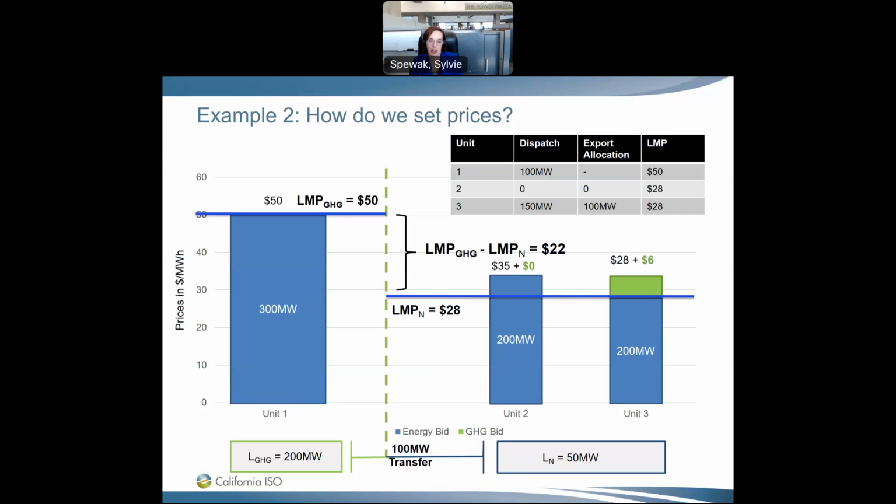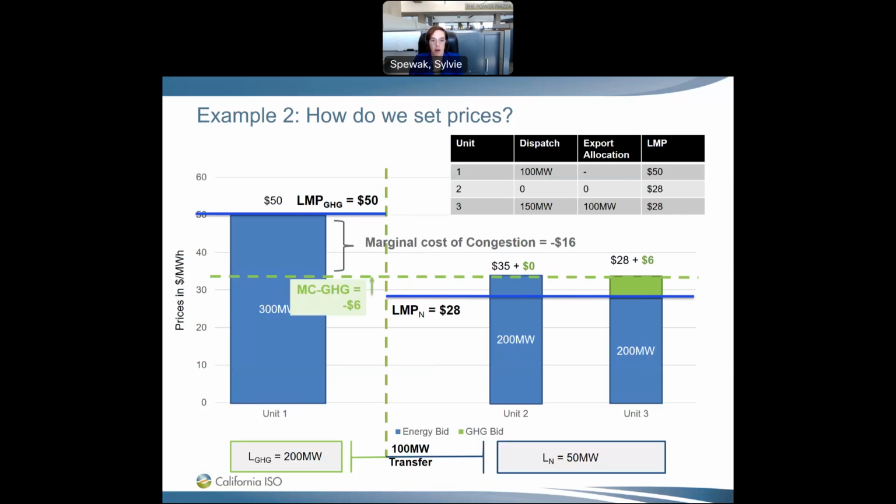We can increase the transfer constraint from 100 to 101, and we find that the savings to the system from dispatching down Unit 1 and dispatching up 1 megawatt of Unit 3 is going to be $16 per megawatt hour, which means the marginal cost of GHG ends up being 6.